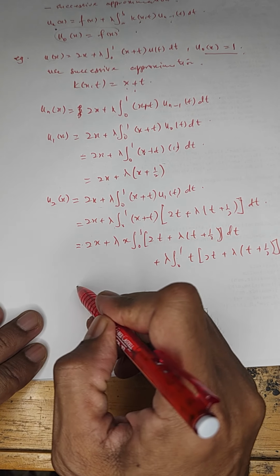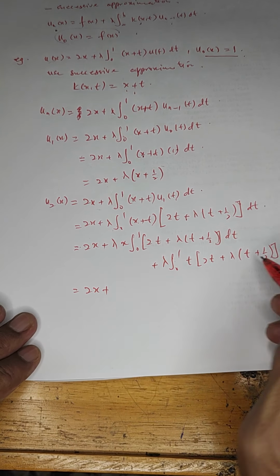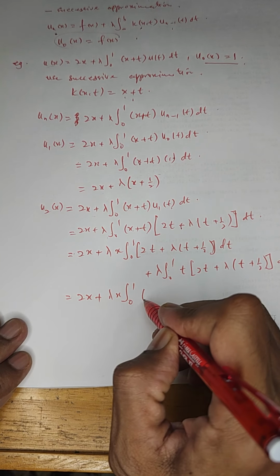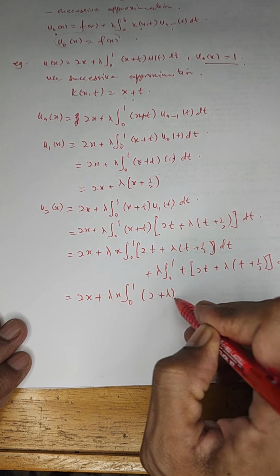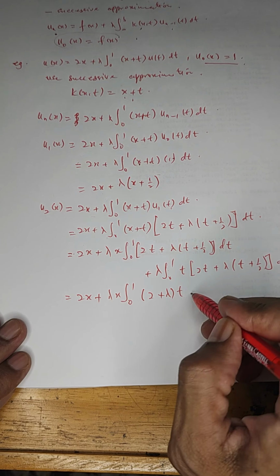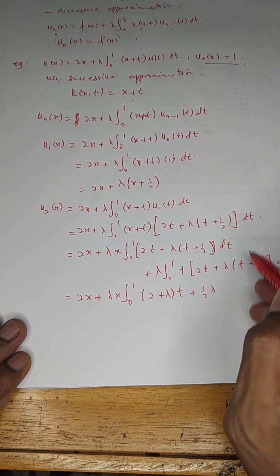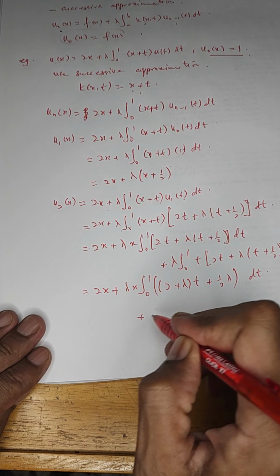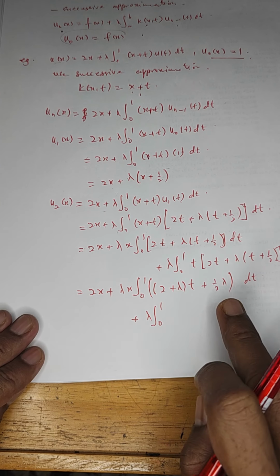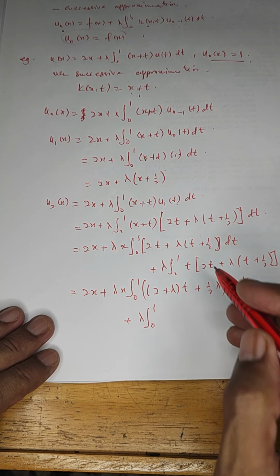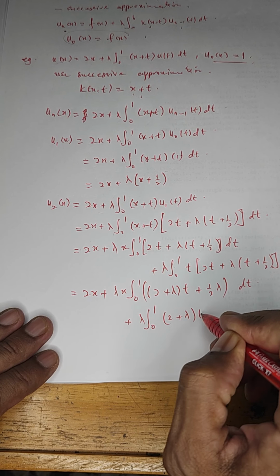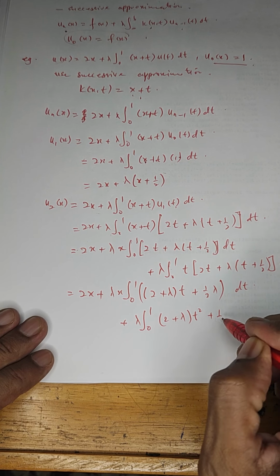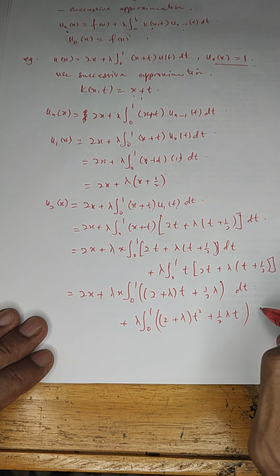Okay, so from there we have 2x plus lambda, integrate 0 to 1, we have 2 plus lambda t plus half lambda dt, plus that one, lambda integrate 0 to 1, so here we have t squared, so 2 plus lambda t squared, and plus half lambda t dt.